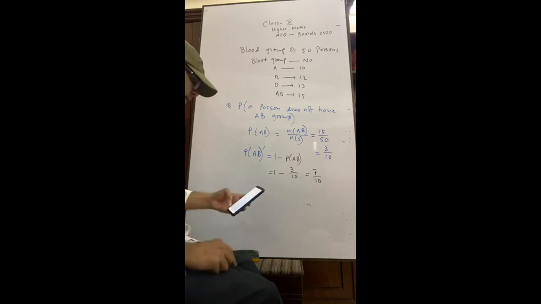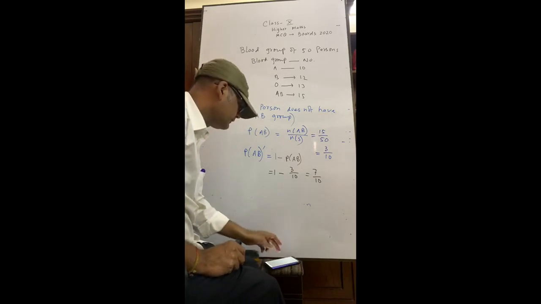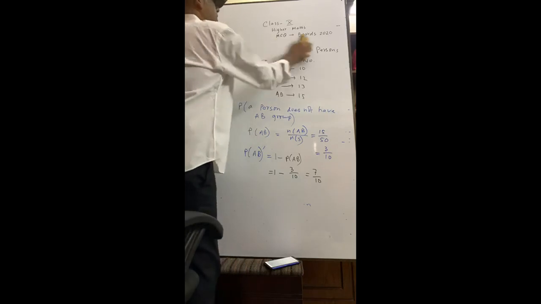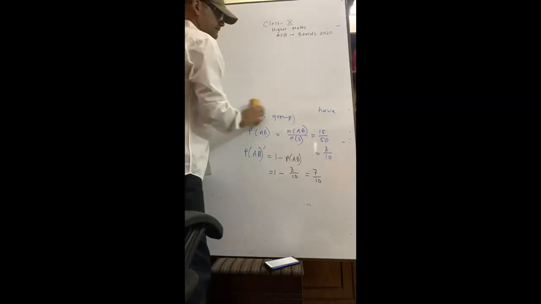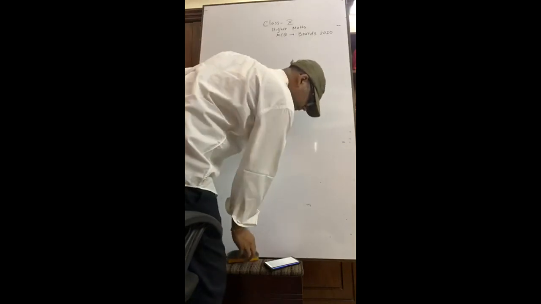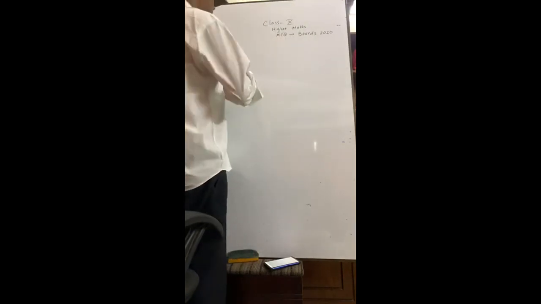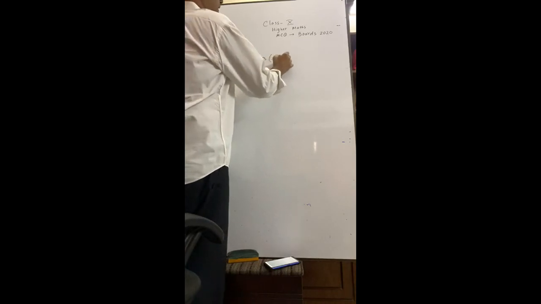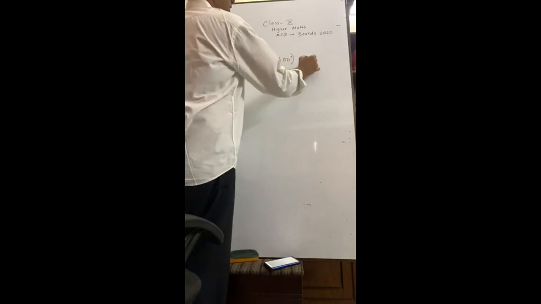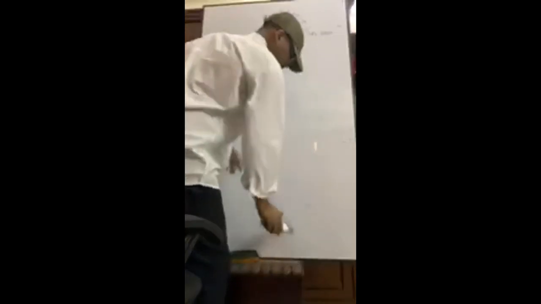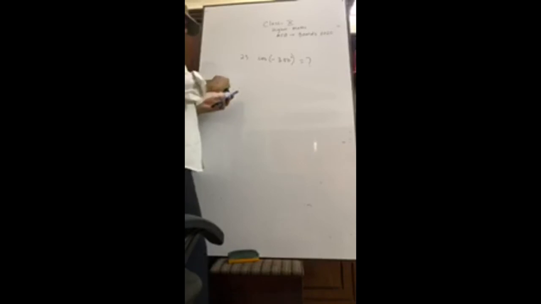There are some maths like this. Cos of minus 300 degree equals to what? Okay. So cos of minus 300 degree equals to what? What are the options?